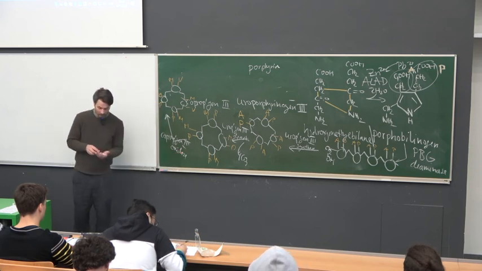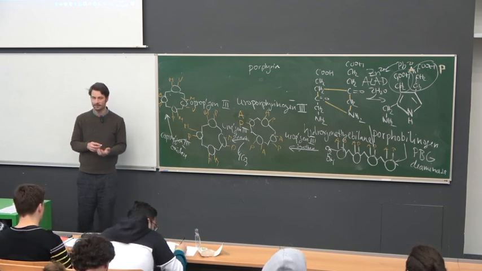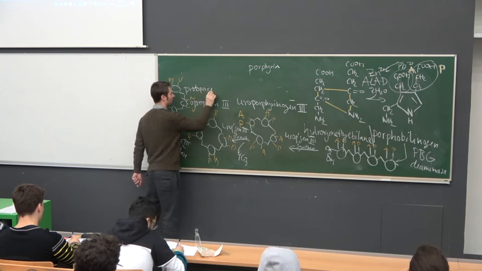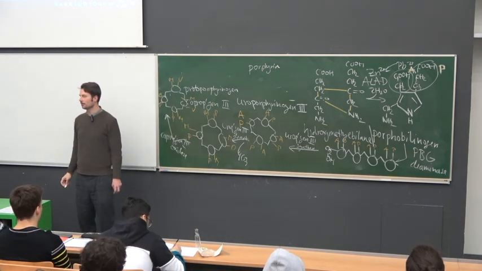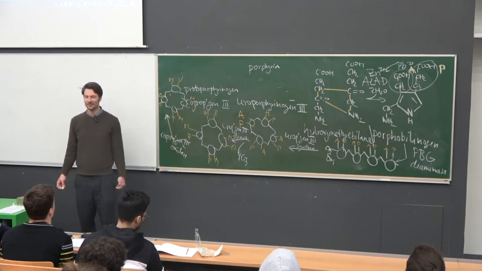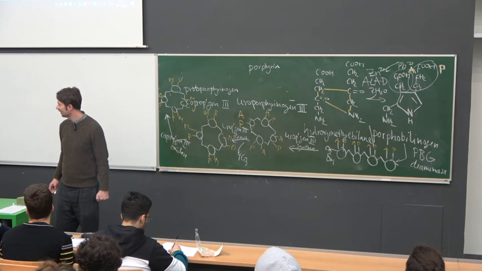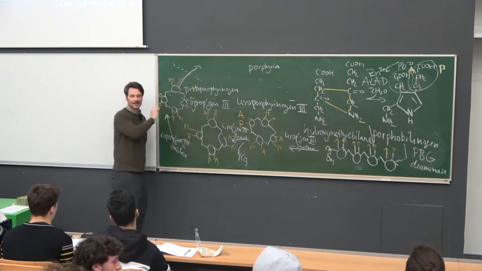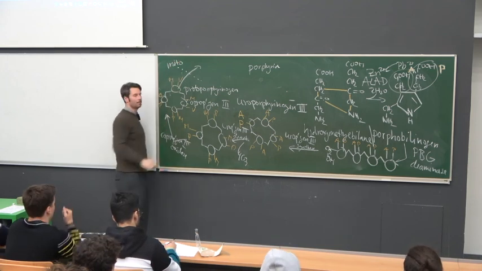Oxidase. The resulting compound is called protoporphyrinogen. And you can find it in literature either as protoporphyrinogen III or protoporphyrinogen IX for some strange reasons. But if you have protoporphyrinogen, it's good enough for me. Protoporphyrinogen III or IX is imported back into the mitochondrion. So we're back in the mitochondrion.